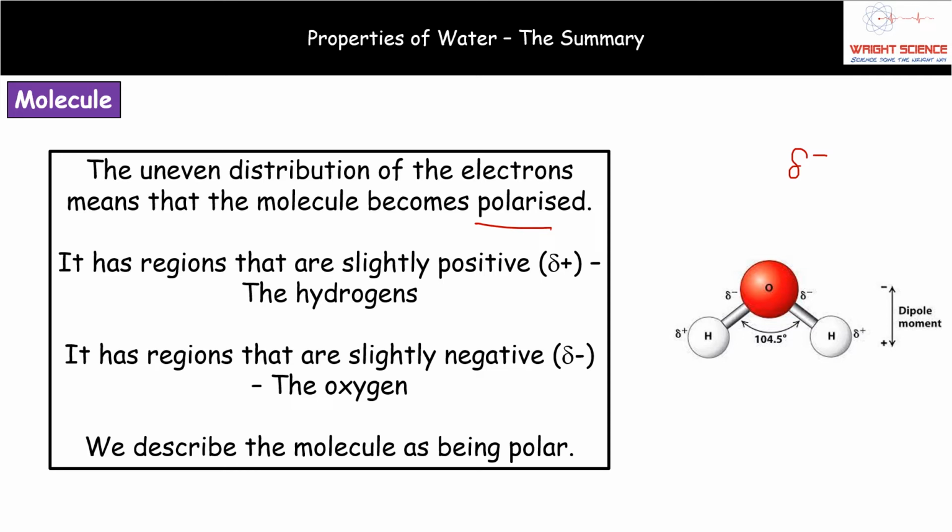For our hydrogens, because the electrons have been pulled closer to the nucleus of the oxygen, they have this slight positive charge in each case. So we use our little delta sign to show slight and the little plus to show it's a slight positive. Because we've got slight negative on the oxygen, slight positives on the hydrogens, then we have a polar molecule. It has slight negative and slight positive regions.